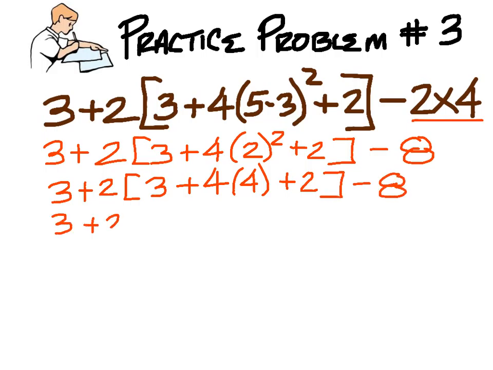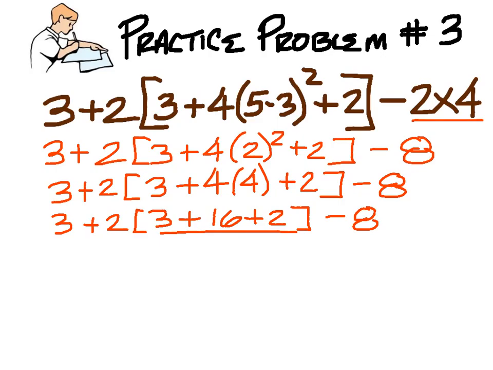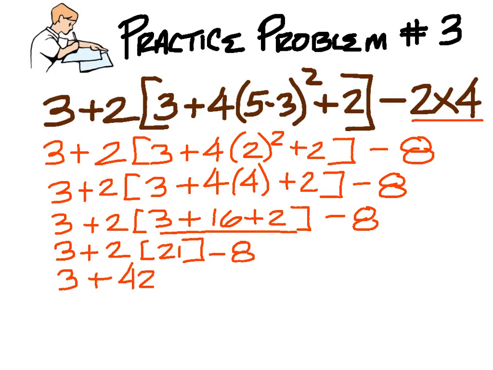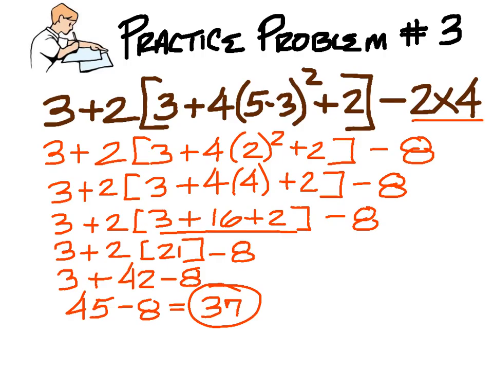Now back to the brackets and then to the parentheses. 4 times 4 is 16. Now we can simplify that bracket left to right. 3 plus 16 is 19, plus 2 is 21. And keep everything else the same. 2 times 21 is 42. 3 plus 42 is 45. Minus 8 should be 37.